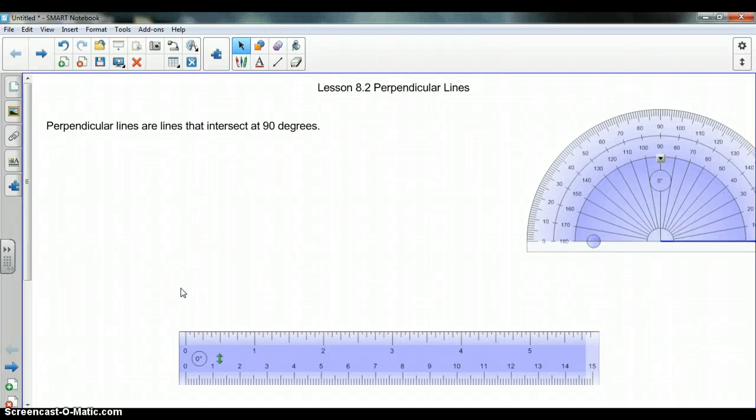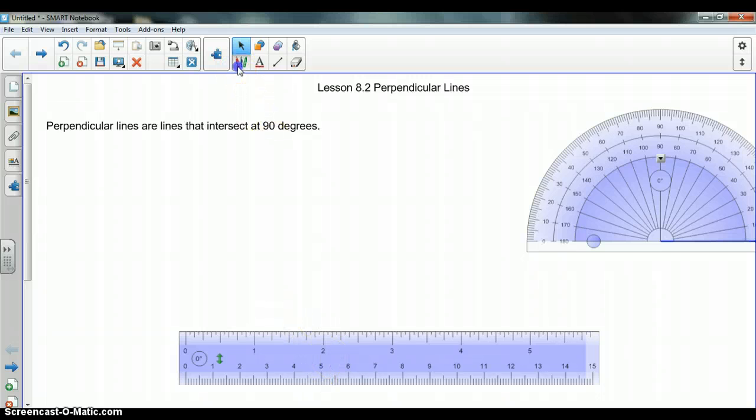Okay, lesson 8.2, perpendicular lines. What are perpendicular lines? Perpendicular lines are lines that intersect at 90 degrees. Important to remember, 90 degrees. I'm going to show you two ways to draw perpendicular lines. One is going to use a ruler and a protractor, and the second is going to involve a ruler and a compass. So let's start with the ruler and protractor, which I already have out.